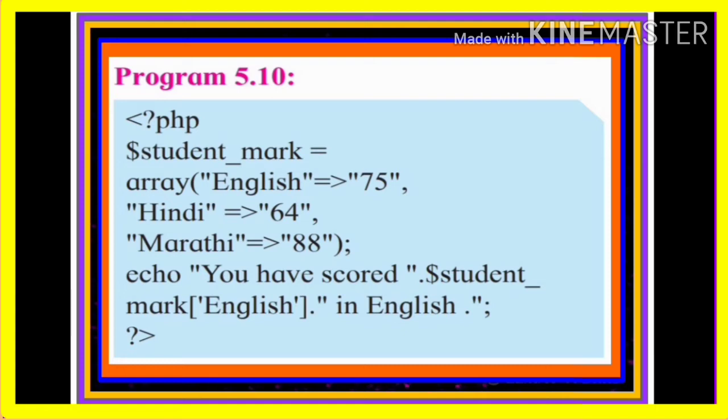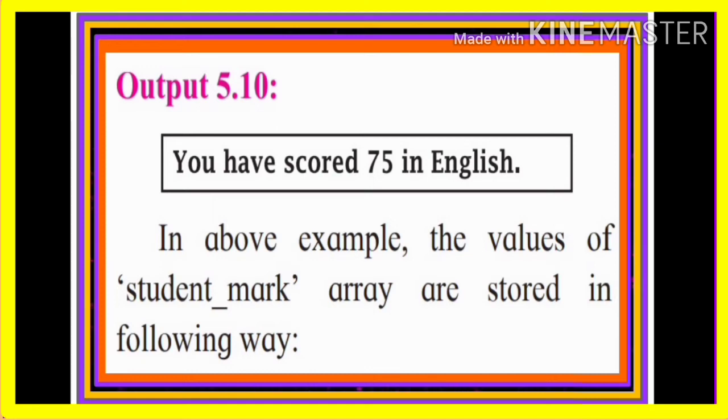To display the values of the student underscore mark array, write echo space, in double quote write you have scored, double quote complete, dot $student underscore mark as the array name, in square bracket mention English in single quote, dot, in double quote write English dot, double quote complete, semicolon. In the last line write question mark greater than sign. Save and run this program. You will get the output: You have scored 75 in English.